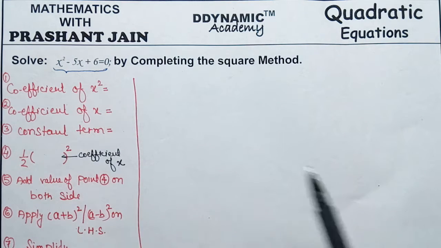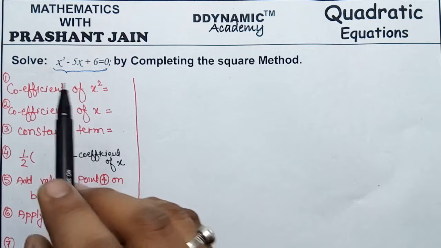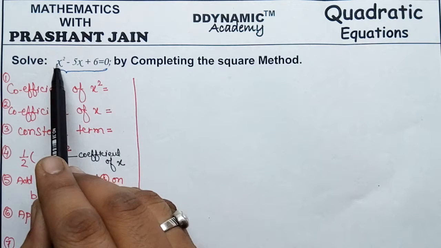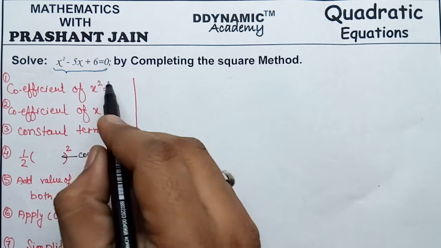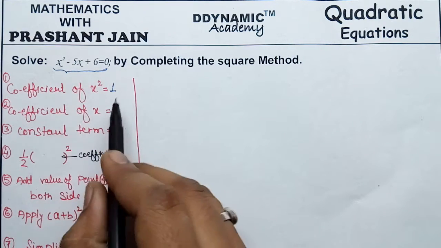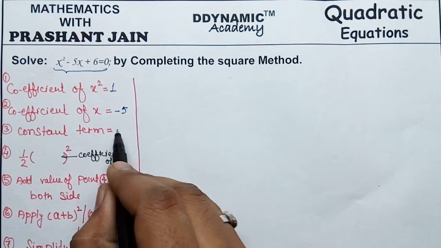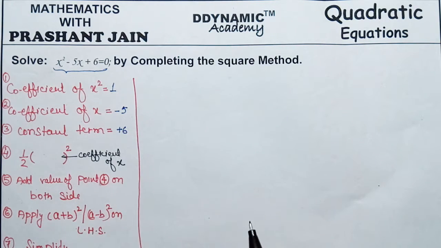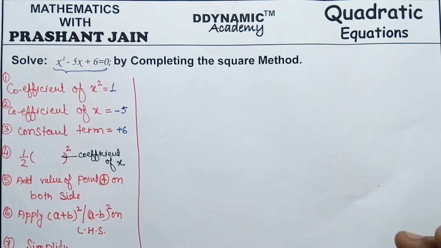Here are some tips which you must follow before solving the question. The first point is the coefficient of x square, that is 1. The coefficient of x is minus 5, and the constant term is positive 6. Now what we have to do, there are some steps which we will discuss.